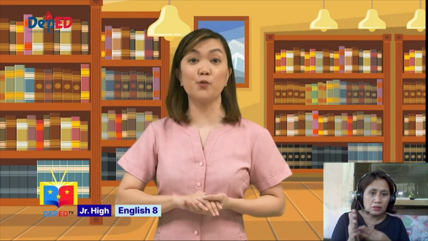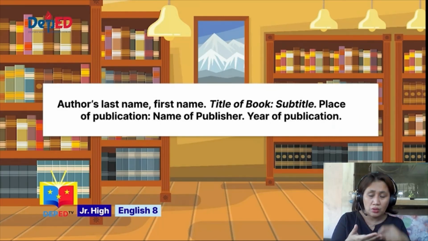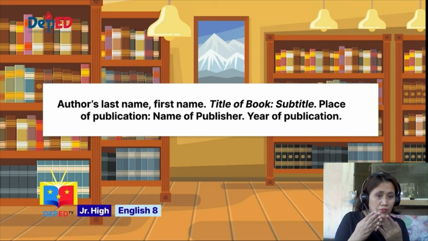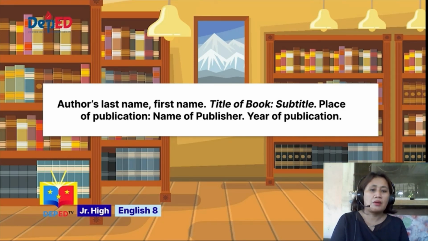Under print sources, we have books. These are the most common and reliable sources of information. This is the format in writing a book bibliography. First, write the author's last name, comma, and then the author's first name, period, title of book, colon, subtitle, period, place of publication, colon, name of publisher, period, year of publication, period. And here is an example of books with one author.